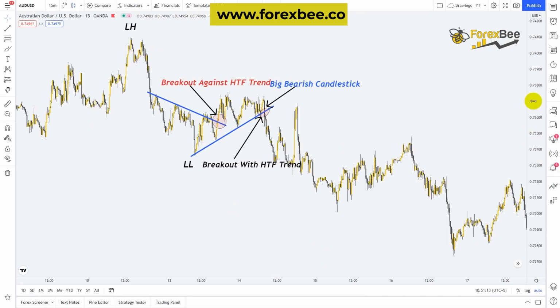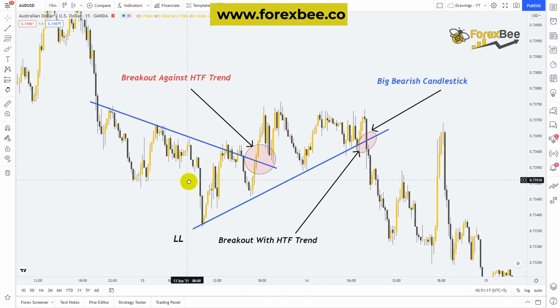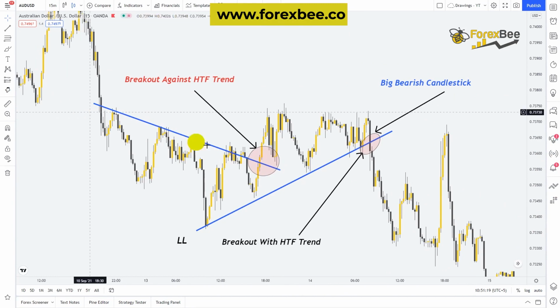Here we can see at this point that there's a level forming, and we can see a breakout happening here. But this breakout is against the higher time frame trend, because it is in the bullish direction, while our higher time frame trend is in the bearish direction. So this is our first signal that this is going to be a false breakout. You should always trade with the higher time frame trend.